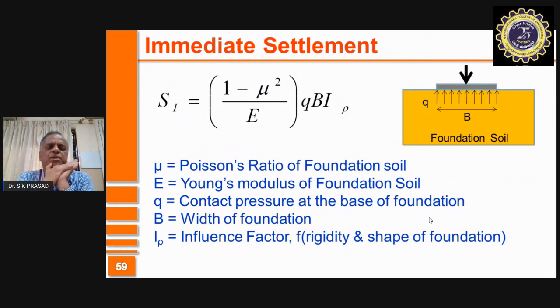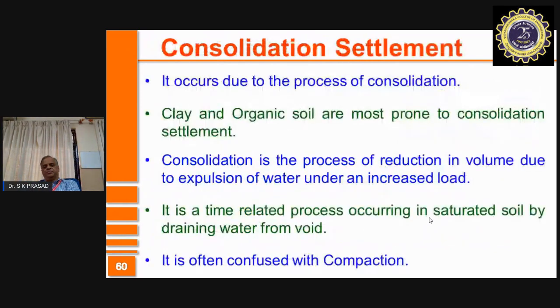I'll not go deep into it. Okay. So it's given by the elastic properties of soil E and mu, and Q is the surcharge load, and B is the width of foundation. I rho, also called influence factor, is the property or value which depends upon how rigid the foundation is and what is the shape of the foundation.